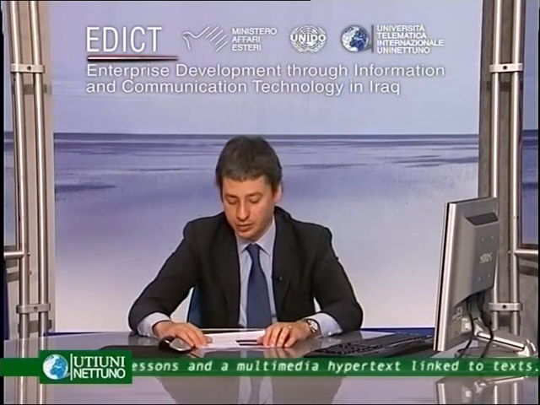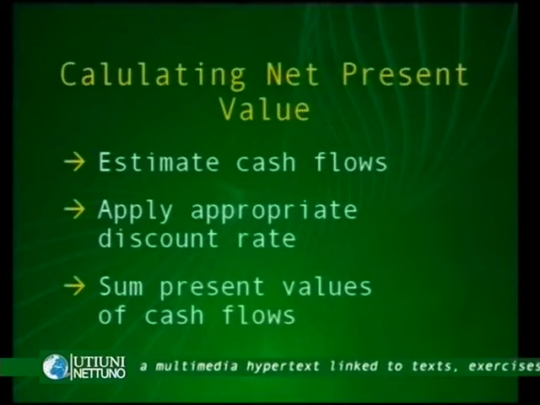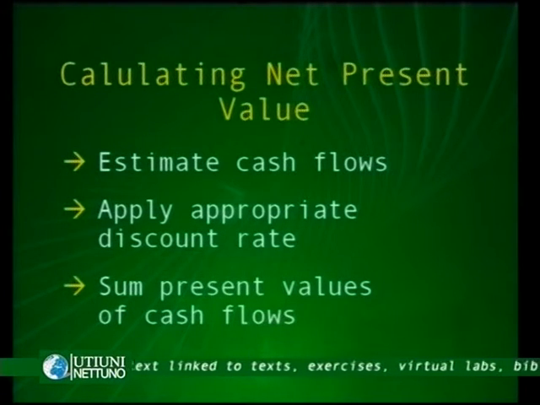Once that I have defined what the discount rate is and I have calculated the present value of each of the cash flows that I have estimated, at this point I can just sum all the present values of the cash flows, and in this way, I will get the net present value of a project.